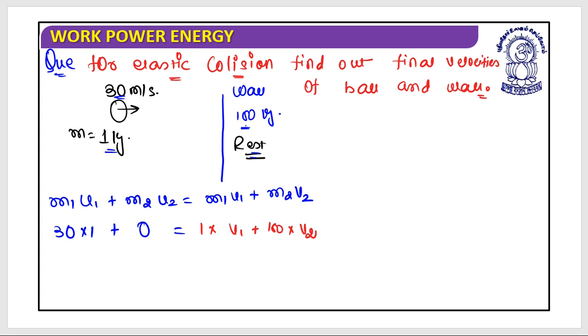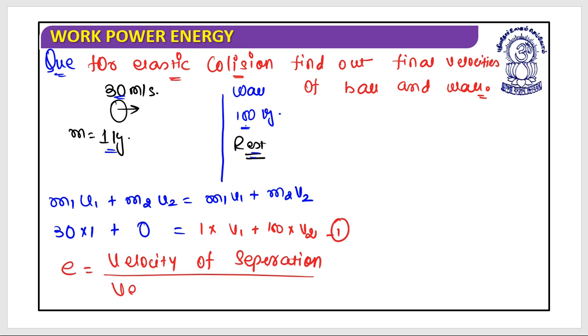Great. Now let's have one more relation. This is relation number 1. The coefficient e is equal to the velocity of separation divided by the velocity of approach.